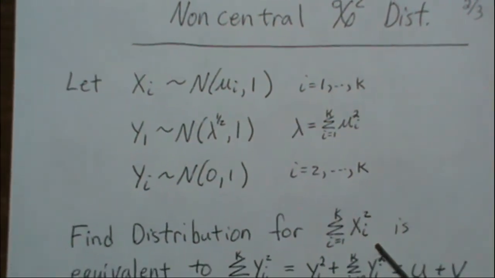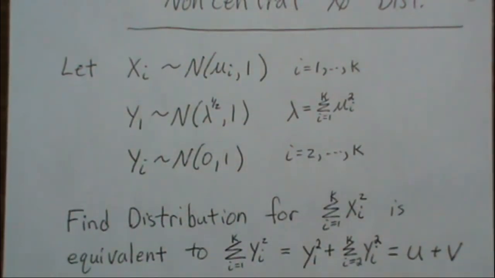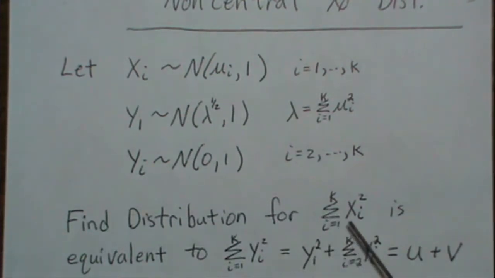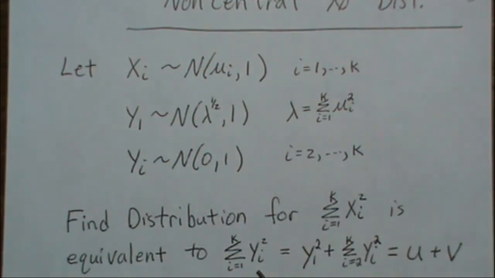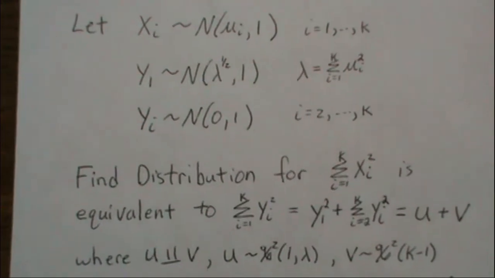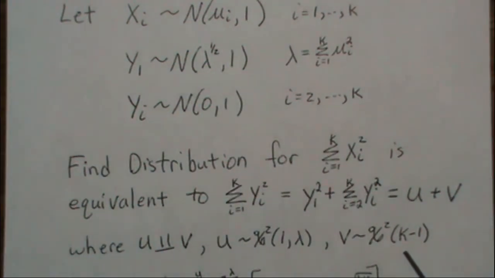In another video that I uploaded to YouTube, we showed that modeling this is going to be the same as modeling the yi squareds, where y1 squared we'll let be the variable u, and the sum from 2 to k of the yi squareds be v. We also showed that these two variables are independent. The first one is a non-central chi-squared with 1 degree of freedom, and v is distributed as a chi-squared with k-1 degrees of freedom.